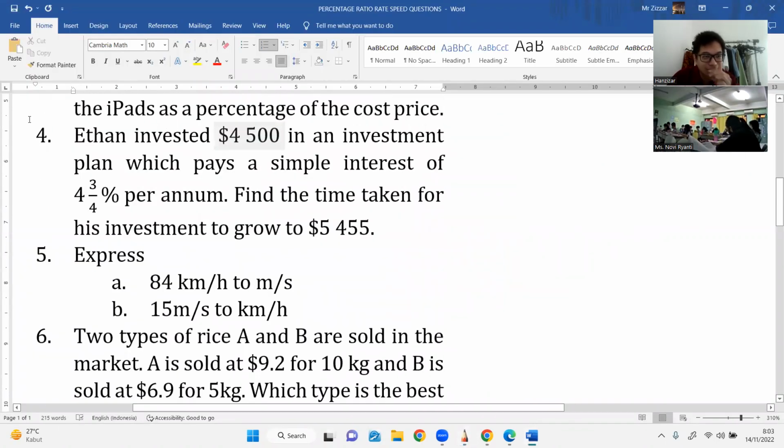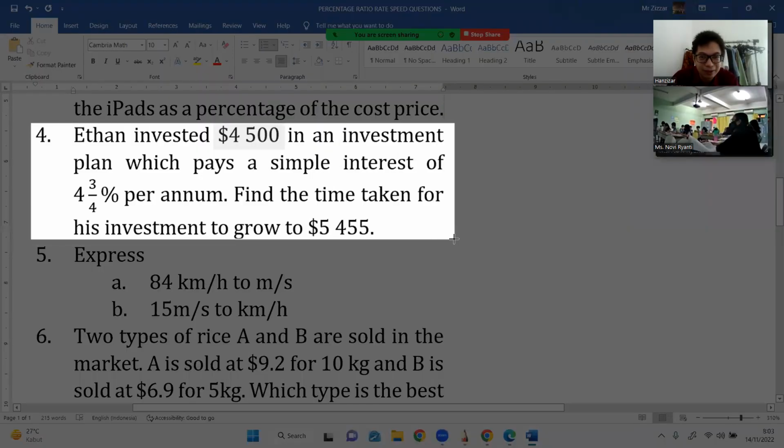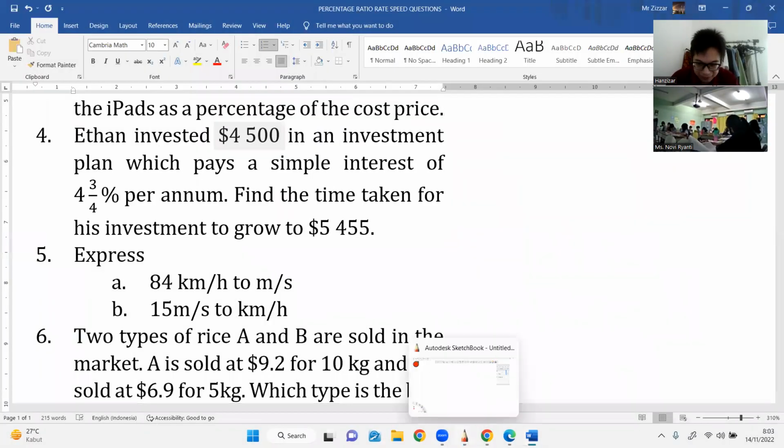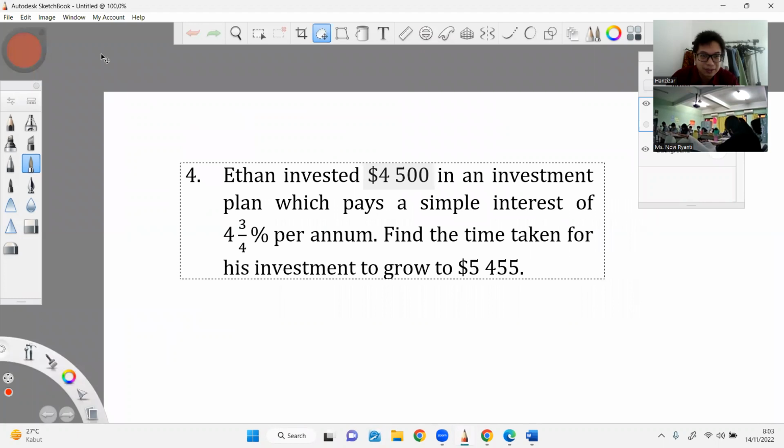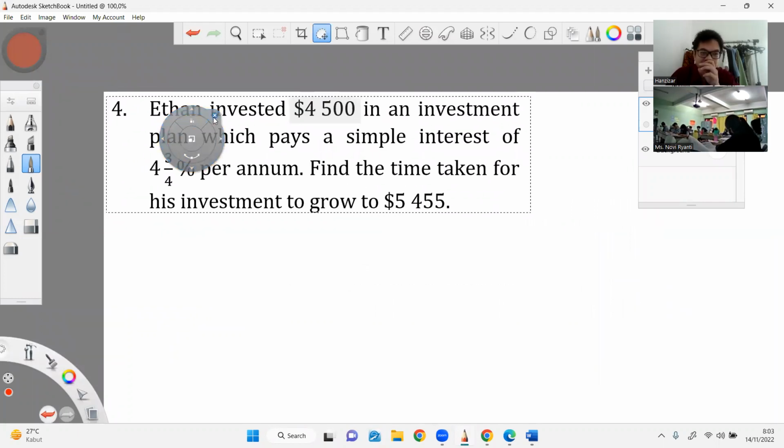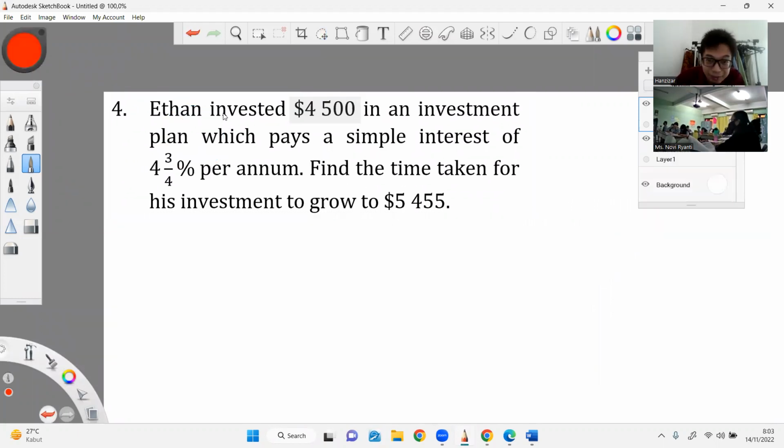Ethan, there you go. This is quite complicated. Why? Because we deal with the fractional percentage. Okay, fractional percentage. Ethan invested 4,500, which pays a simple interest of 3/4% per annum, right? Annually. So we have to calculate the yearly interest. That's the easiest way. So yearly or annual interest.